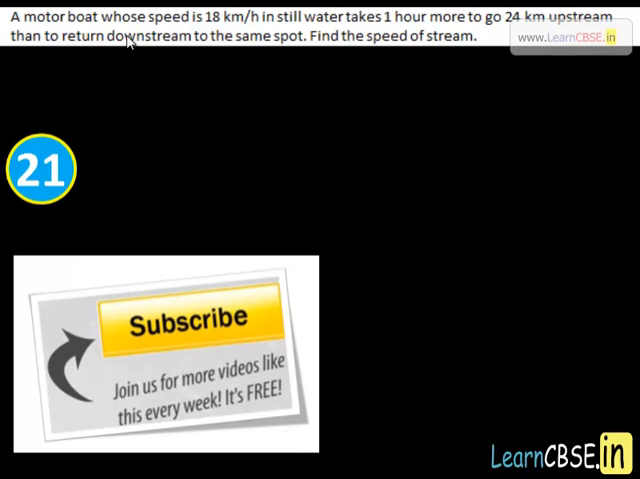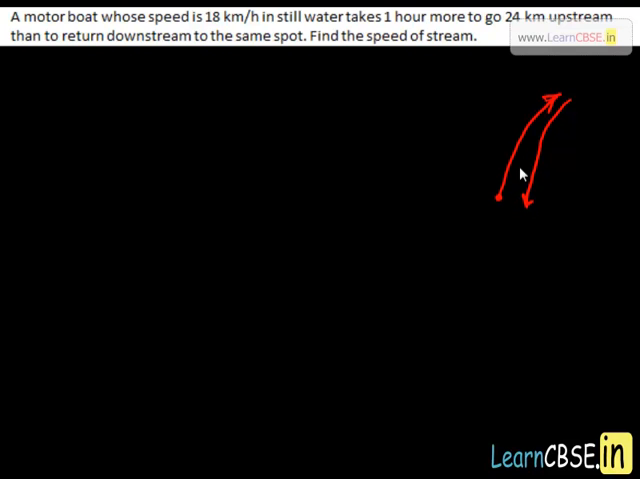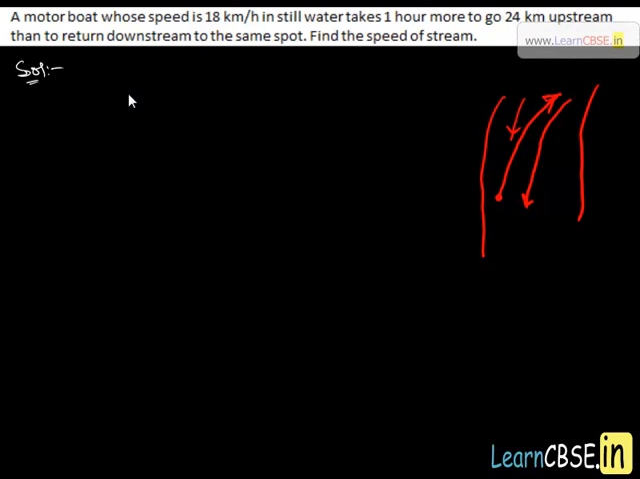In this question, we are given a motorboat whose speed is 18 kilometers per hour in still water. It takes 1 hour more to go upstream 24 kilometers than to return downstream to the same spot. We have to find out the speed of the stream. That means the speed through which the water is flowing. Let's work out the solution.